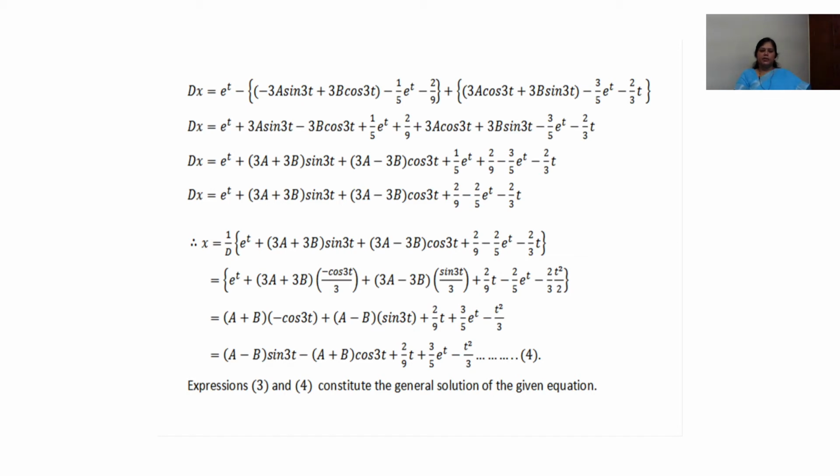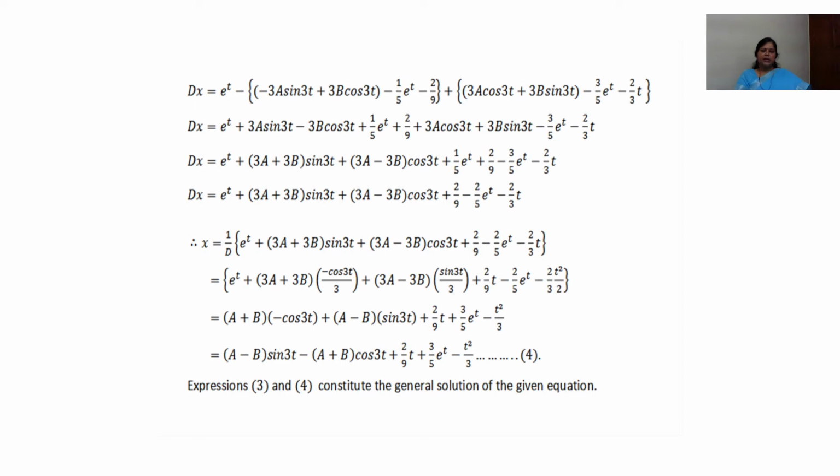See here we have many varieties of terms, that's why we are going to combine them. So e to the power t we can take separately, then the sin term we can take separately, the cos term we can take separately. That's why we are going to simplify based on that.